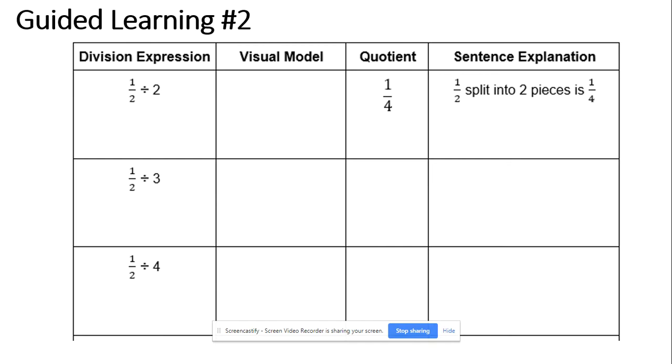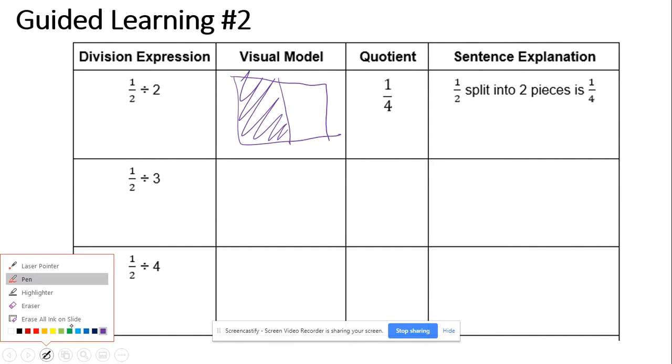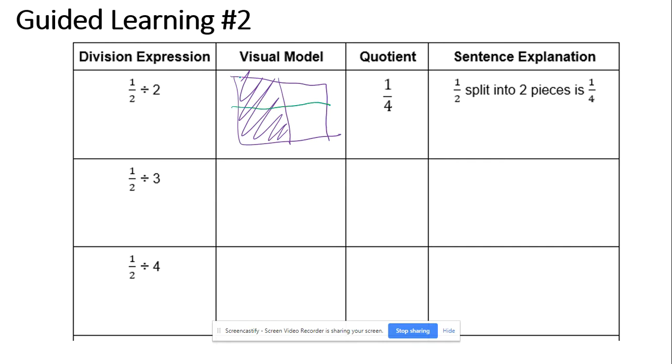So guided learning 2 is what we just did, but we're just doing it in a table instead of using word problems. So here we can start with 1/2 divided by 2. We're going to start by drawing a rectangle, splitting it in half, and now we're splitting it into 2 groups. So we're going to cut it in half. We can see that 1/2 divided by 2 is 1 out of 4 pieces. 1/2 split into 2 pieces is 1/4.